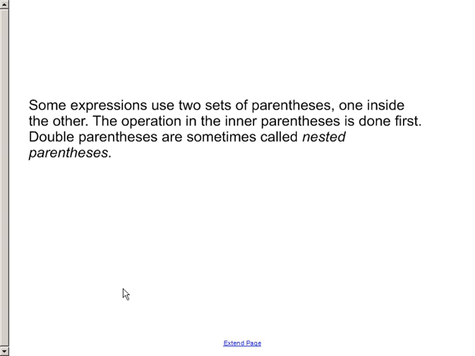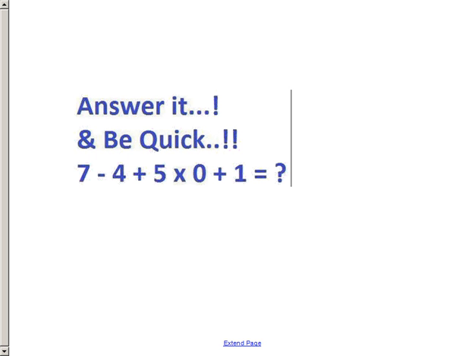Some expressions use two sets of parentheses, one inside the other, and you've had that experience this year. The operation in the inner parentheses is done first. When we have double parentheses like that, we call them nested parentheses. One set is nested inside the other. So answer it and be quick, an order of operations problem.